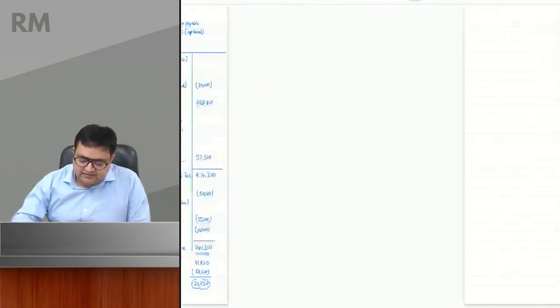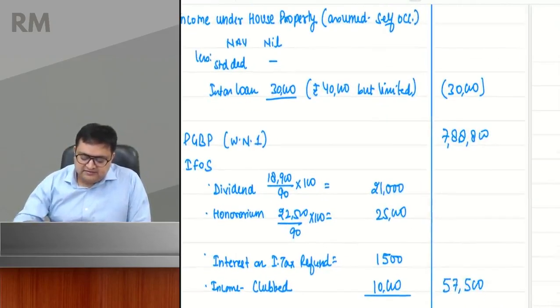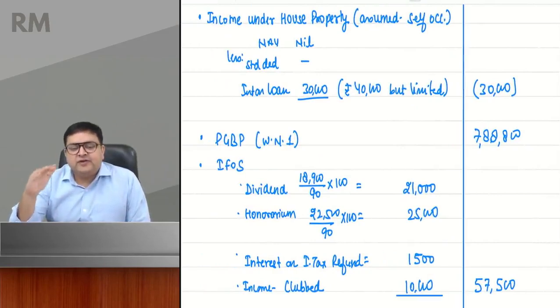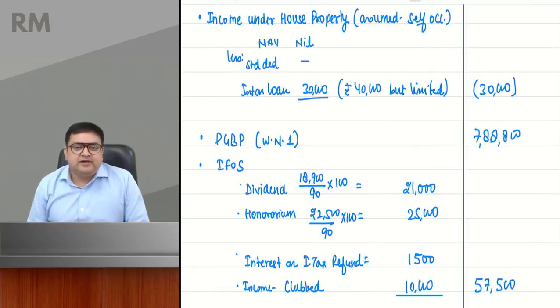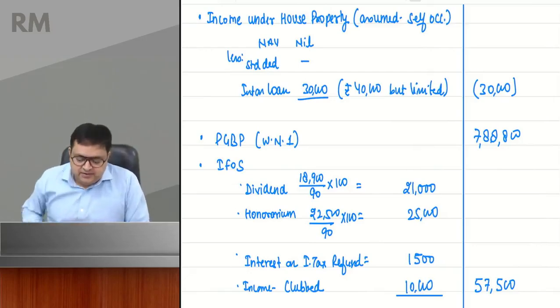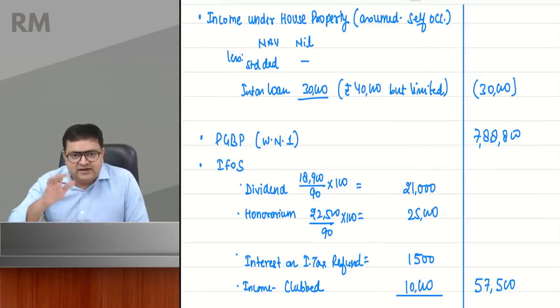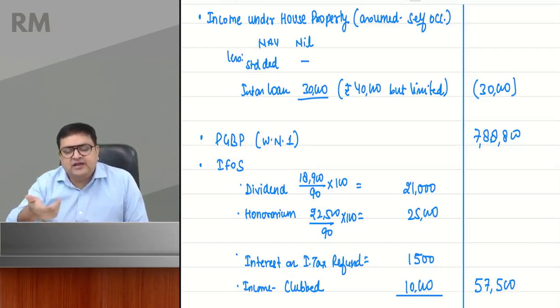Now, guys, they were asking one more thing, that if he had chosen the presumptive income, then what would have been his income? First of all, let us see whether he is eligible for 44AD or not. Before applying 44AD, whether he is eligible.